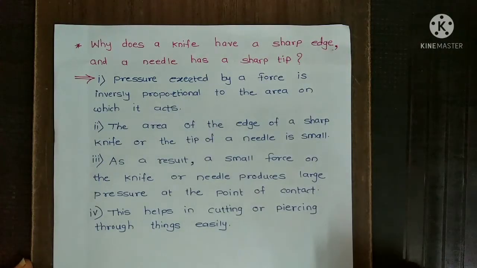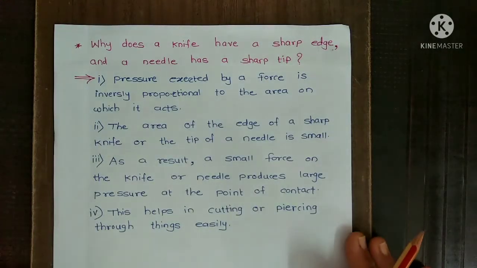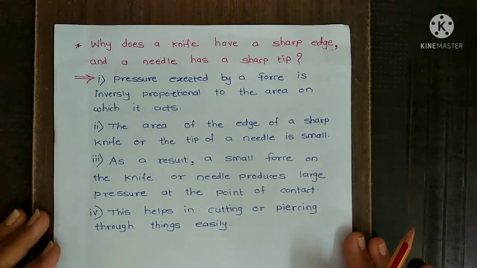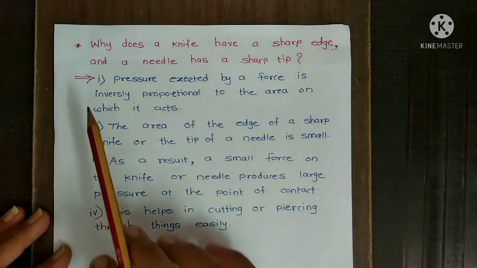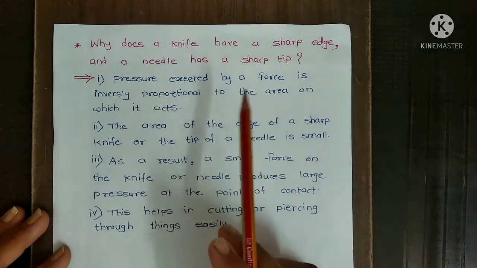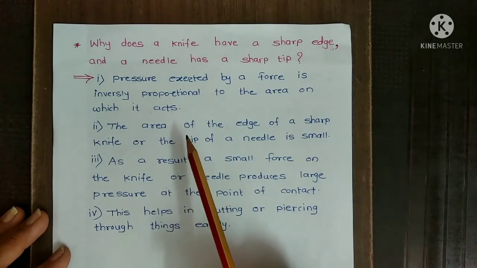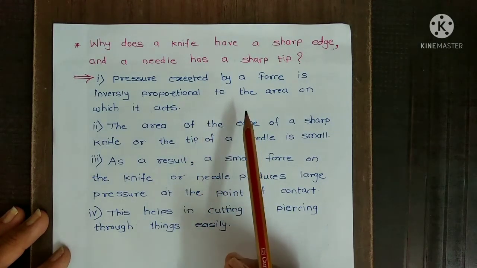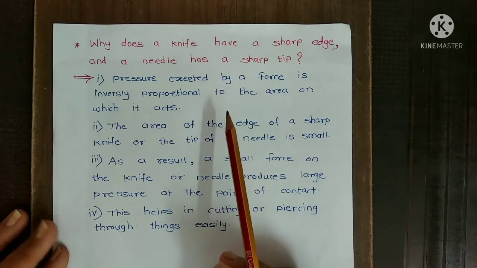Next, why does a knife have a sharp edge and a needle a sharp tip? This question is related to the term pressure. Why does the knife have a sharp edge and the needle a sharp tip? This is our regular life example.